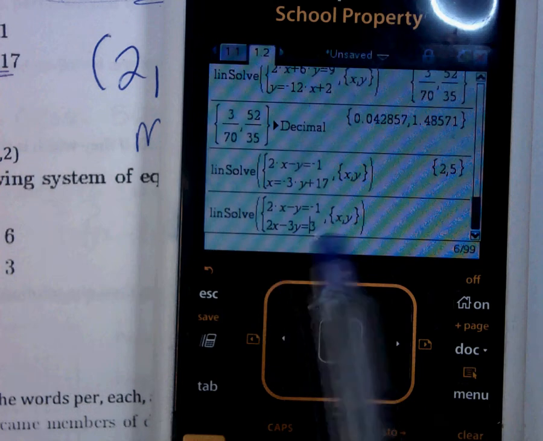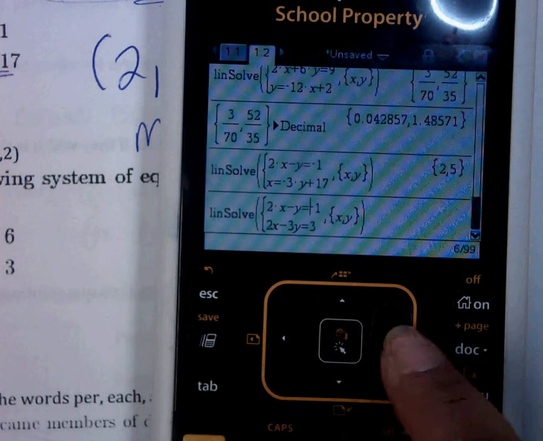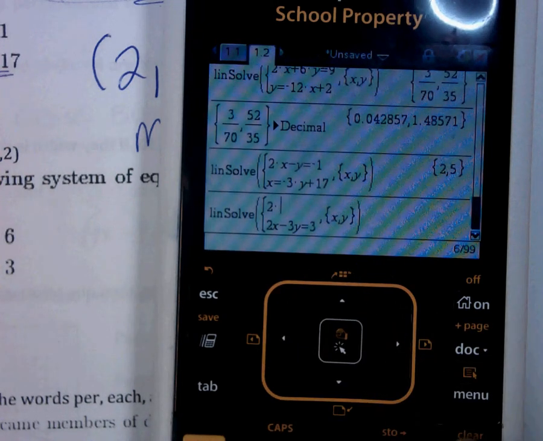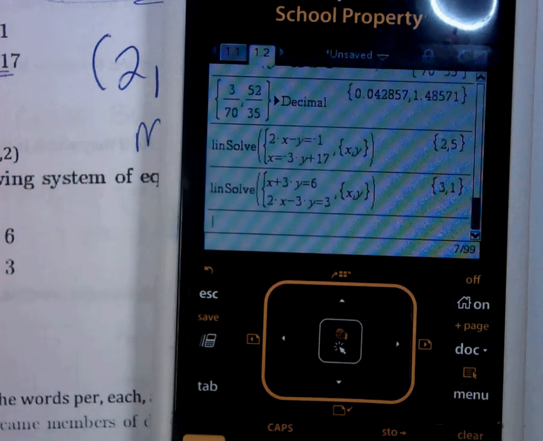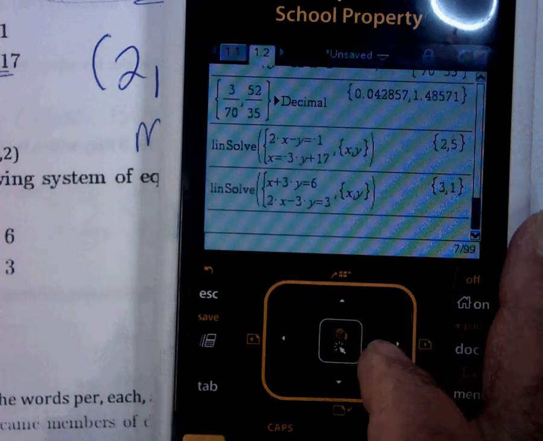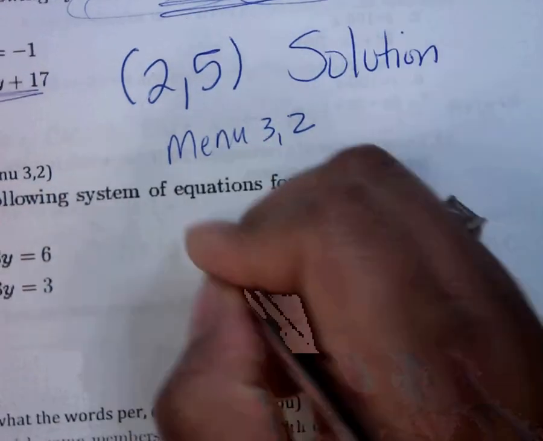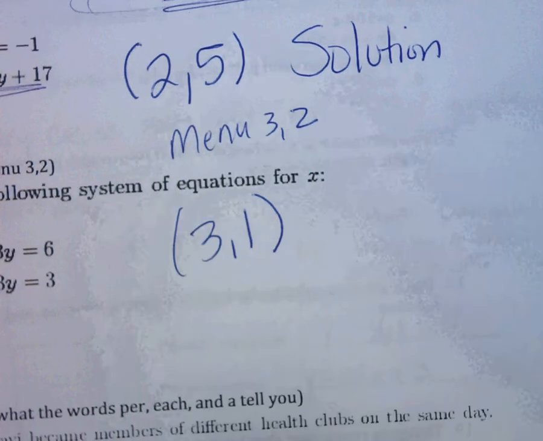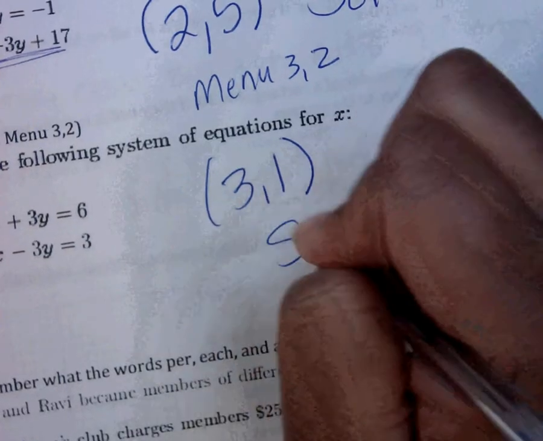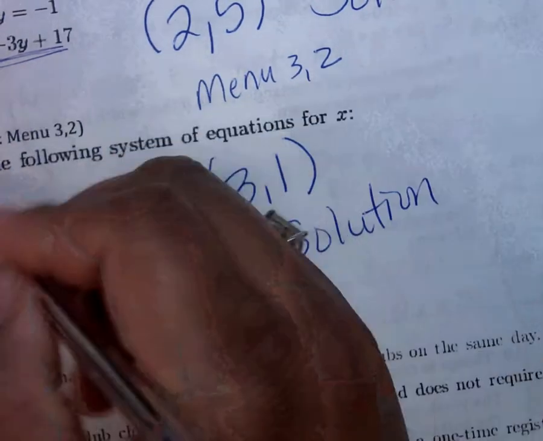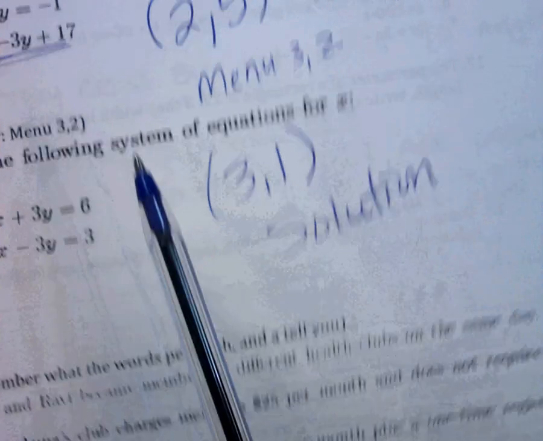2x minus 3y equals 3. Come up here, take this out. X plus 3y will equal 6. Let's press enter. 3, 1 is the answer, but put it in parentheses. We're done. That is the solution. That is how we solved it using menu 3.2.